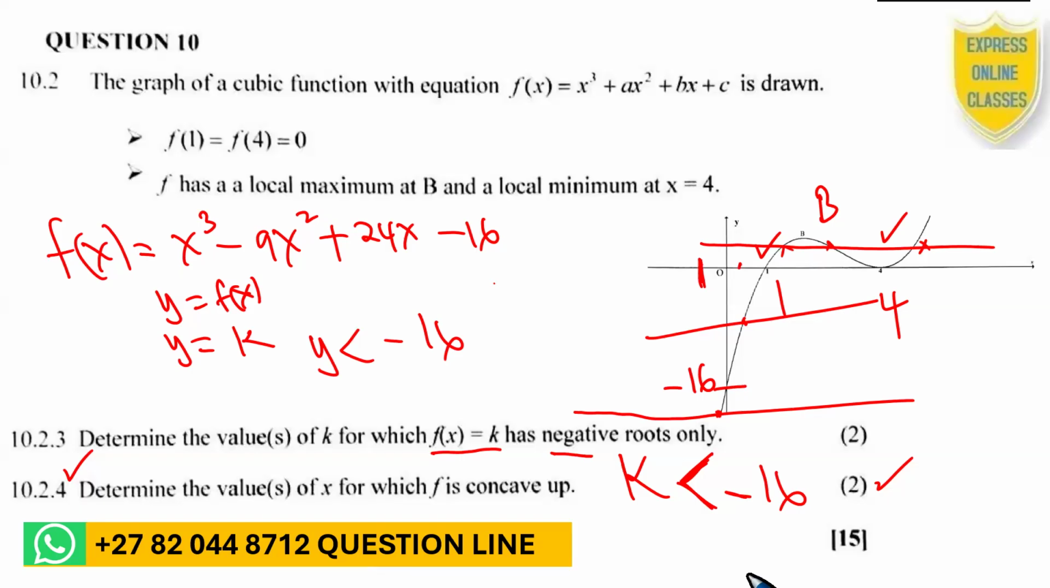Determine the values of x for which f is concave up. So try that one, please. When you're done, let us know.